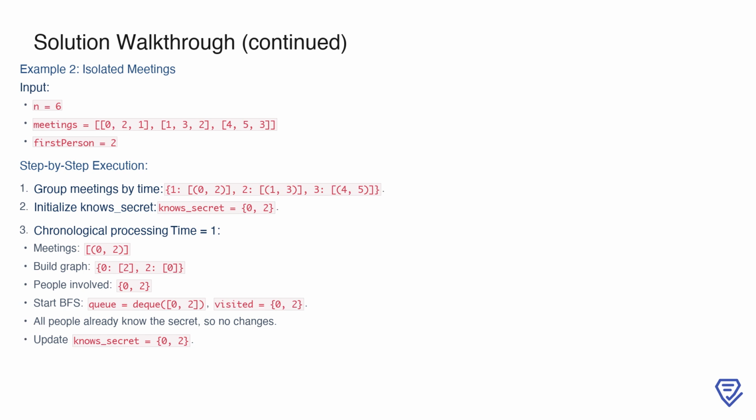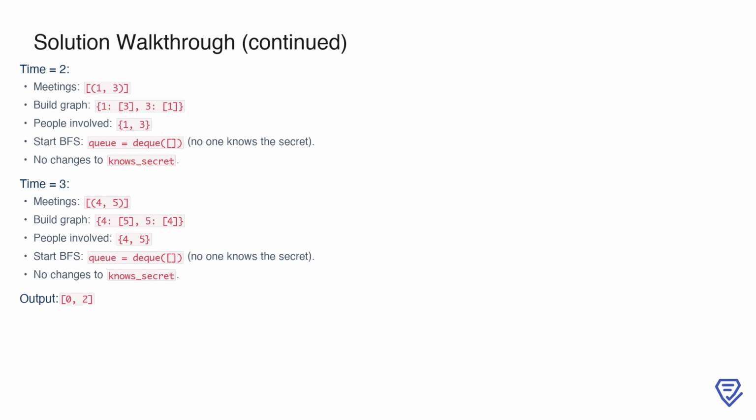At time 1, the meeting between persons 0 and 2 is processed. A graph is created, connecting persons 0 and 2. Since both of these people already know the secret, there are no updates to the NoSecret set. It remains as 0, 2. At time 2, the meeting between persons 1 and 3 is processed. A graph is built connecting these two people, and the set of people involved includes only persons 1 and 3.